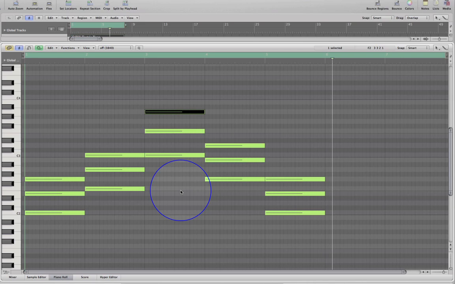Now, because of that, you shouldn't really end a progression, obviously, on an inversion. When you're ending your progression, try and remain with your dominant to your tonic.